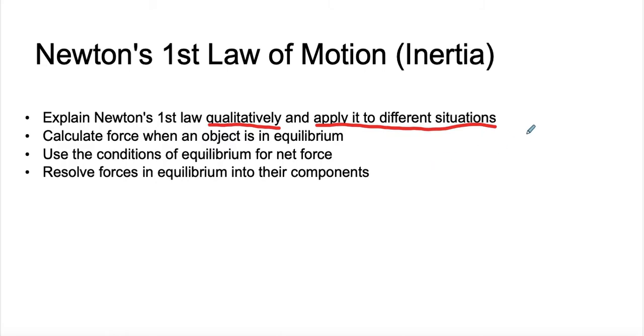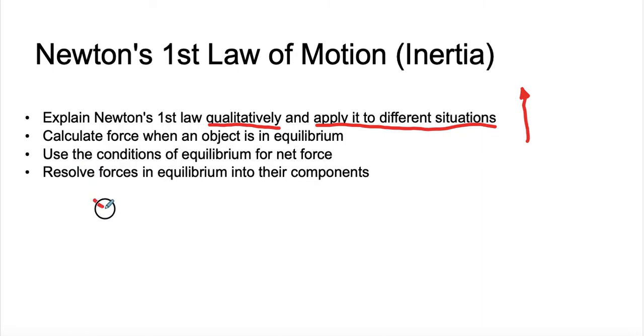An object will go in a straight line if there's no net force acting on it. And it will keep its same speed doing that, or it will not move. And you do need to understand relative motion as well. Second thing is that you need to be able to calculate forces with this concept.